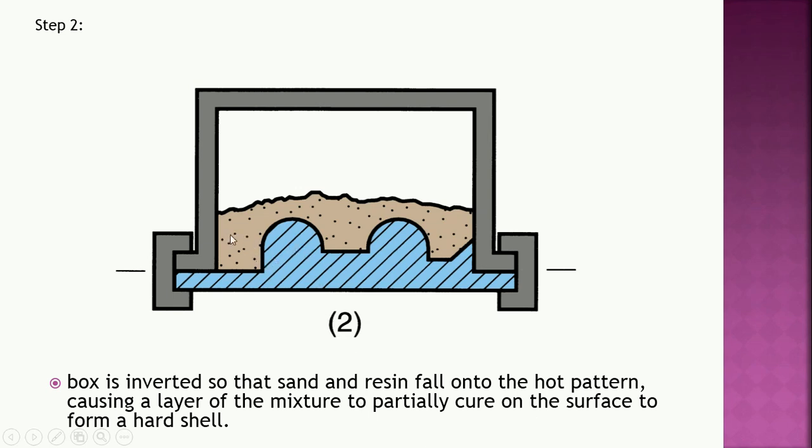Now whatever sand plus resin mixture comes in contact with this heated metallic pattern will get cured on the surface of the pattern. It will stick to the surface of the pattern, and curing is carried out due to the application of heat. Curing of the sand plus resin mixture takes place. This is the second step, and a hard thin shell is formed.